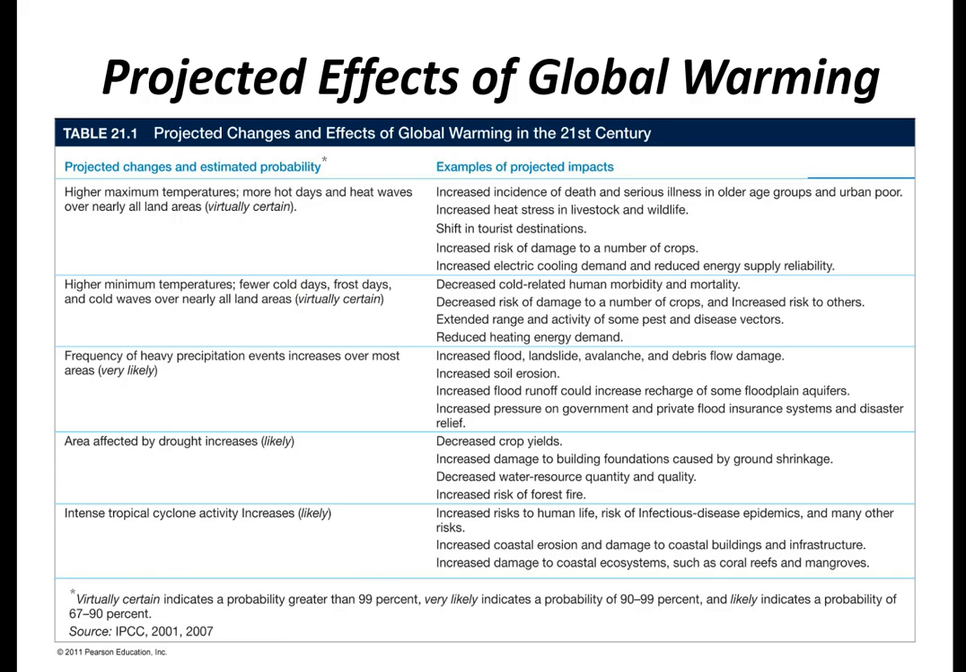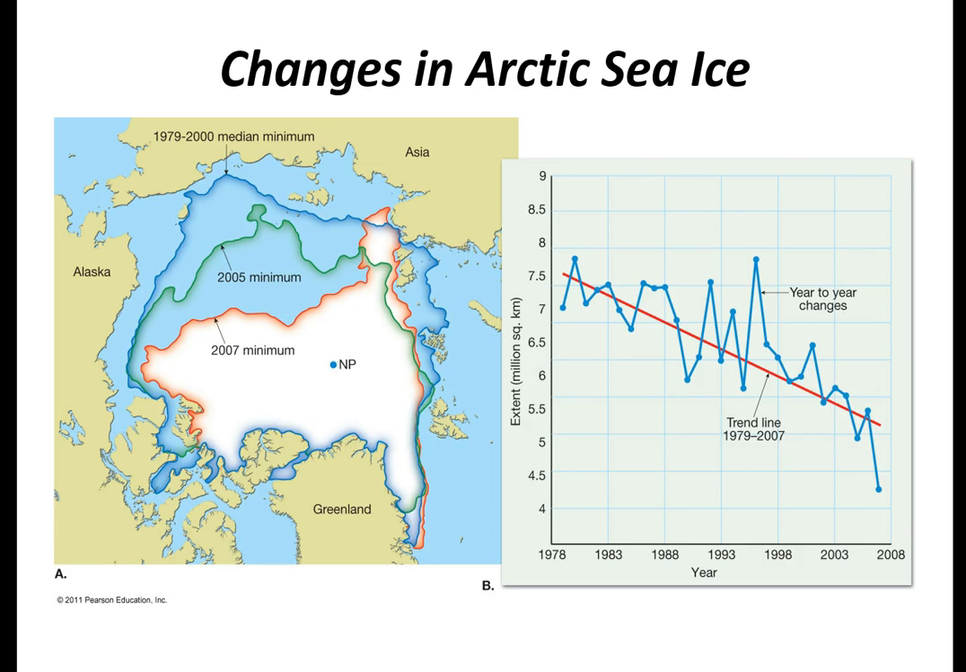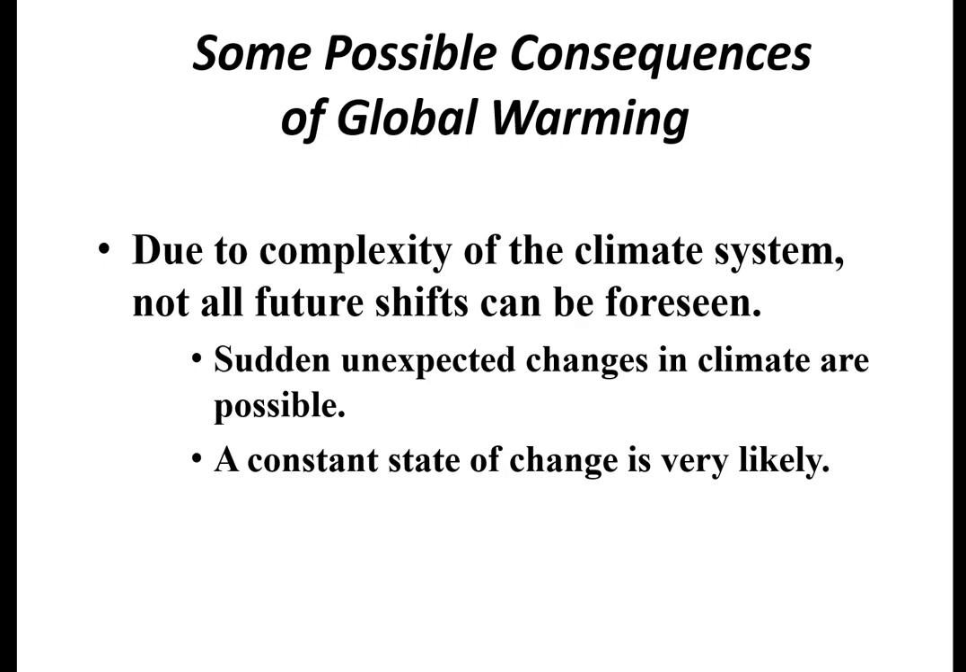This diagram's in your book. We can see here that the Arctic sea ice has really started to shrink, and again, the North Pole became an icy, watery ocean over the summer. Now, due to the complexity of the climate system, not all future shifts can be foreseen. Sudden, unexpected changes in climate are possible, and a constant state of change is very likely.